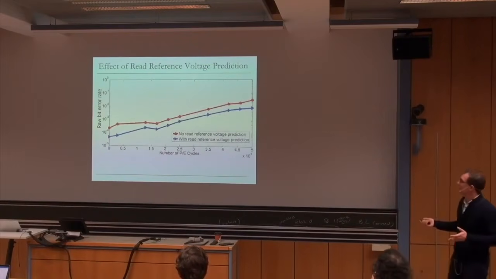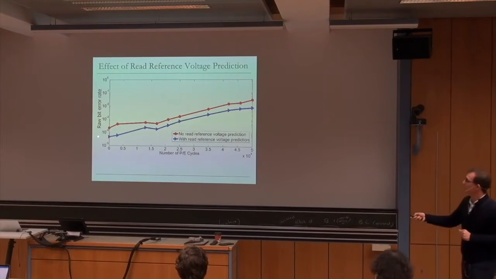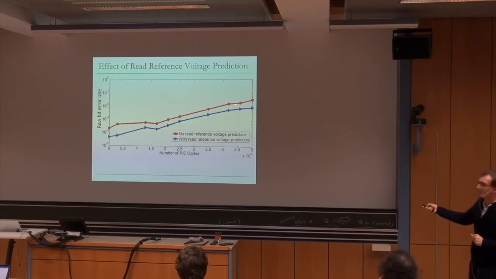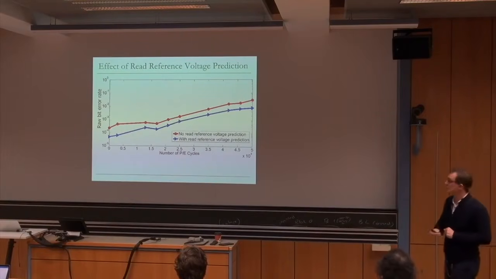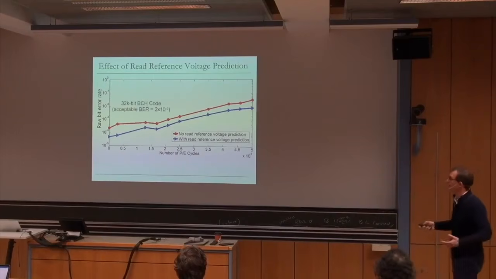And this is the effect that you get, basically. This is the number of programming erase cycles, and this is the raw bit error rate. If you don't do any read reference voltage prediction, your raw bit error rate is high. If you do read reference voltage prediction, your raw bit error rate after you adjust your read reference voltage is much lower. And that's consistent across basically all of the programming erase cycles.